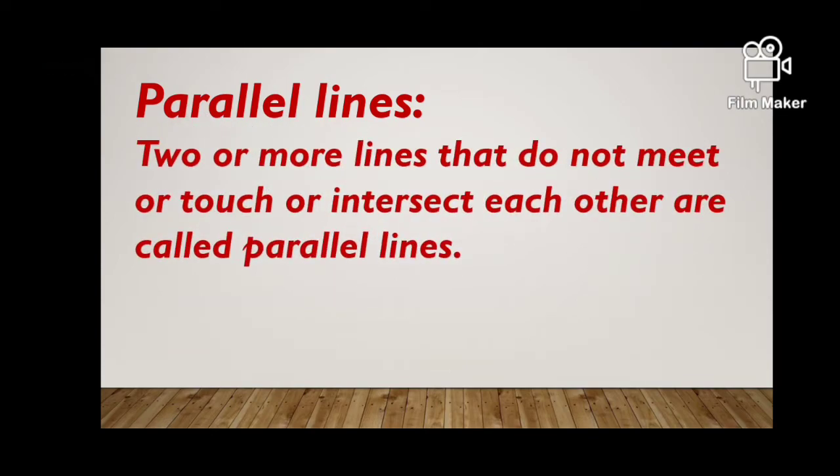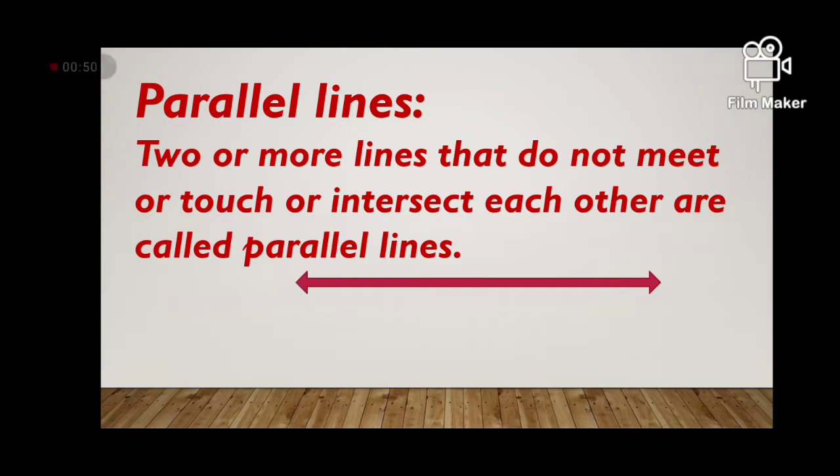Now what is a parallel line? Two or more lines that do not meet or touch or intersect. I'll repeat, two or more lines that do not meet or touch or intersect are called parallel lines. Intersect means cut each other.